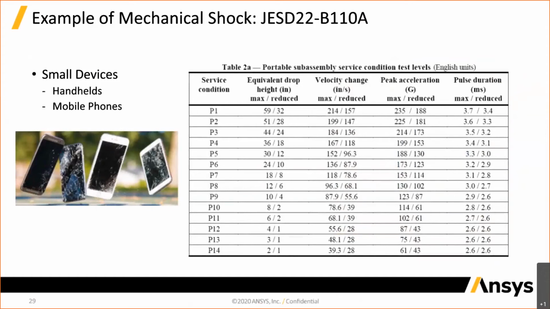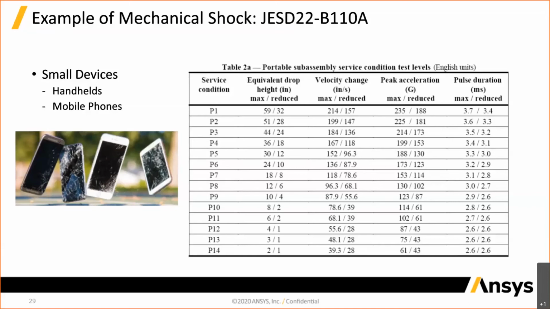This is just a quick table where you can relate different heights. So if you know it's going to be dropped from 3 feet, you can get the equivalent shock you would need to do your FEA. Because a lot of times I'll tell you, I'm just going to drop it 3 feet on concrete. Okay, I need some way of relating that to a simulation. How would I simulate that?